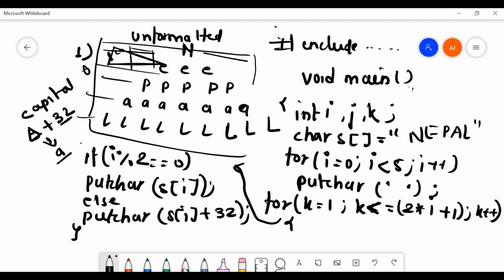After the for loop there was a bracket, so bracket close here. Again we have putchar of slash n, and I don't have a space now, so I'll put the bracket here and it closes.